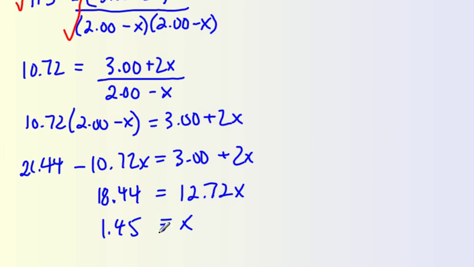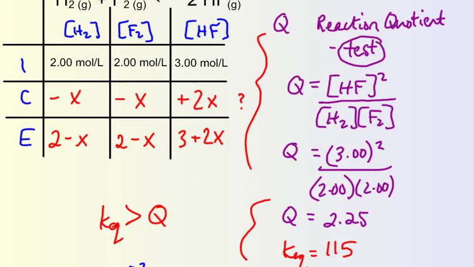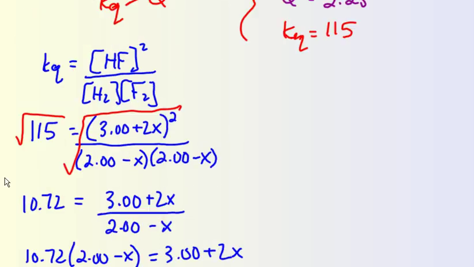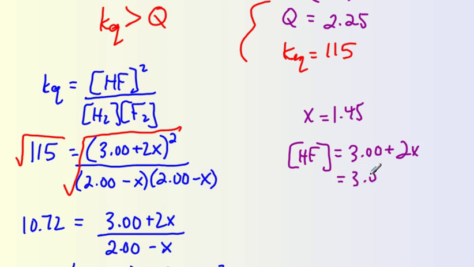So that's looking pretty good. Now we can find the concentrations. Let's look back up at the question way up here. We want to find the concentration of all of the chemicals at equilibrium. So x is 1.45. I'm just going to bring it back up here. The concentration of HF is equal to 3 plus 2x, so that's 3 plus 2 times 1.45. That'll be 5.9.